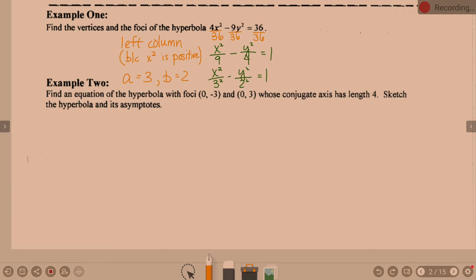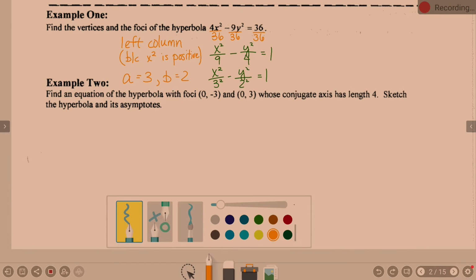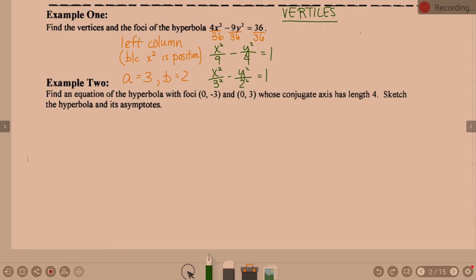So let's see. We were asked to find what? Vertices and foci. So let's start by finding vertices. How do I find vertices? Plus or minus A, comma 0. Because this is the left column, because x is the positive variable, this is horizontal, the x-axis is the transverse axis, so plus or minus A, comma 0. So we are simply going to say plus or minus 3, comma 0. That was tough, wasn't it?